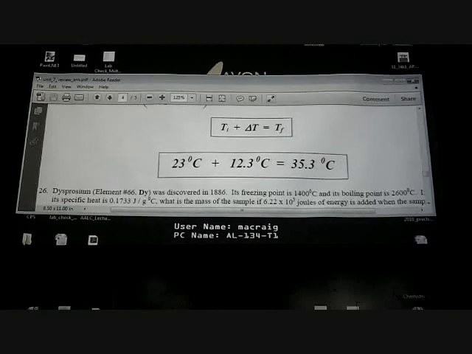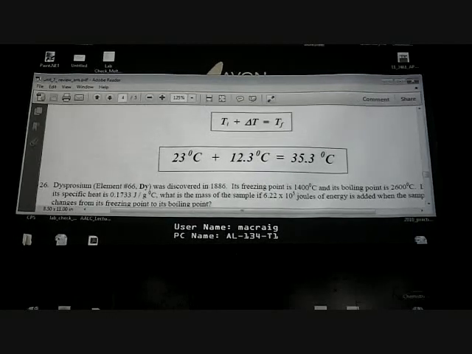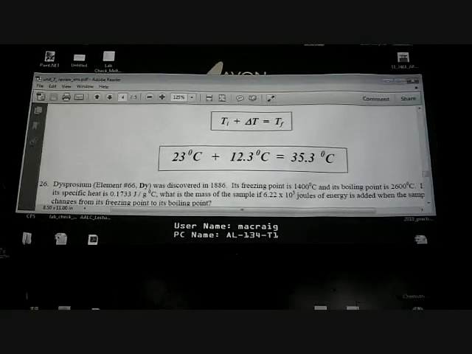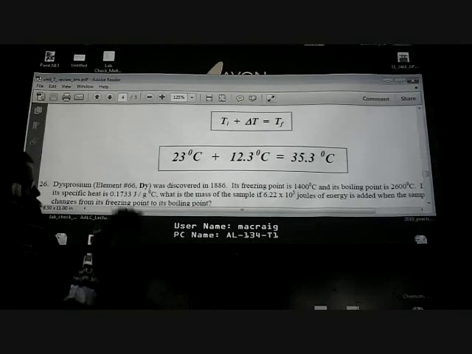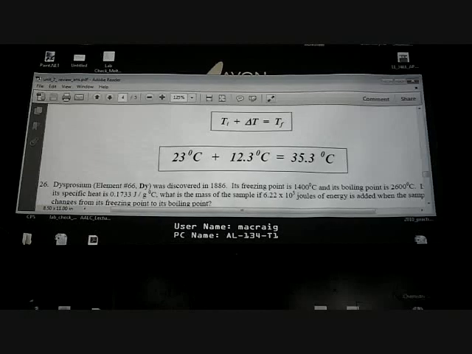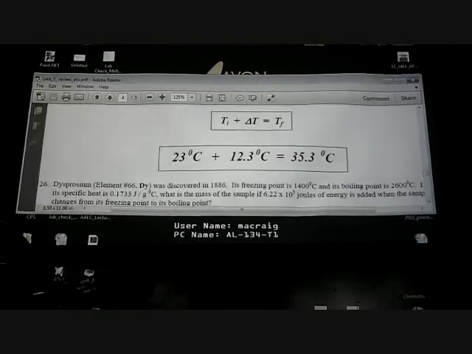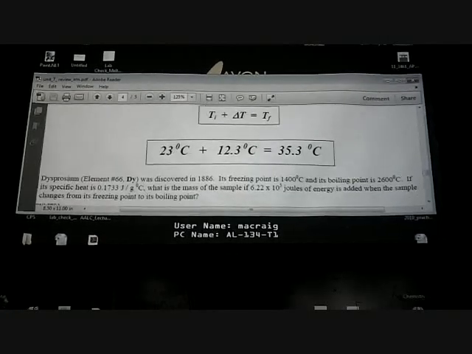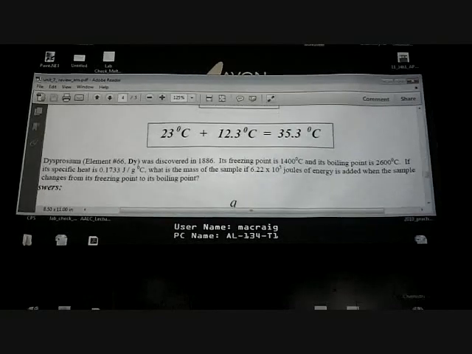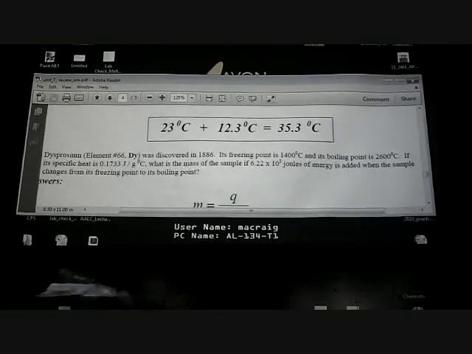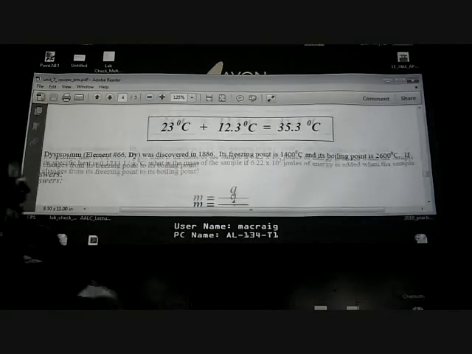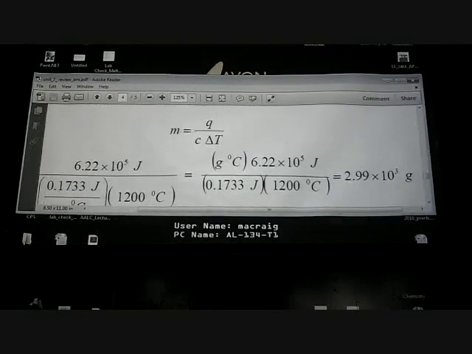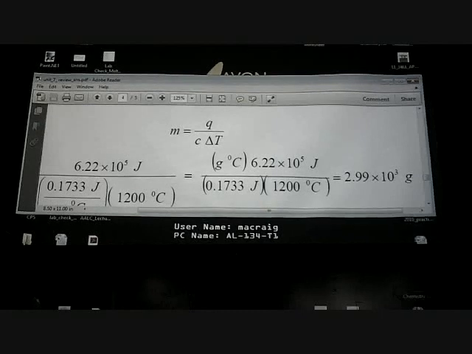All right, 26. Dysprosium, not one of your 52, was discovered in 1886. That's garbage, we don't care. The freezing point is 1400 and its boiling point is 2600. If its specific heat is 0.1733, what is the mass of the sample if 6.22 times 10 to the 5 joules of energy were added as the sample changes from its freezing point to its boiling point? What are we looking for here? The mass. So rearrange the variables before you throw any values in there and solve. So 2.99 times 10 to the 3, or 3,000.